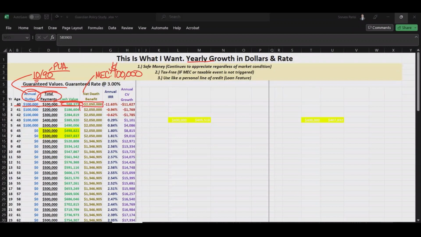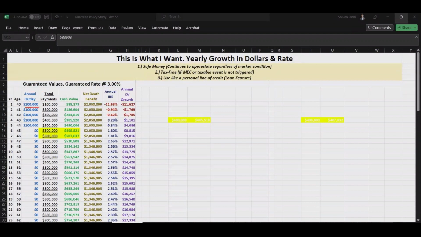But when we look at the yearly growth, so let's look at the far right first. Annual CV growth. CV represents cash value. It's negative $11,627. The reason why is because you paid in $100,000, you have $88,000 in cash value, which is a loss of $11,000 in change for that year. Now the next year, or actually before we go to the next year, if we look at the rate, our IRR, which represents internal rate of return, same thing, negative 11.63%. Let's look at the next year.